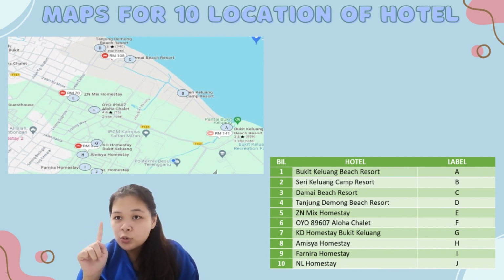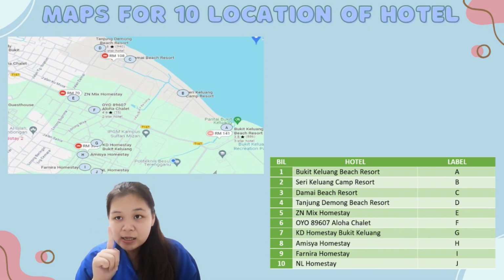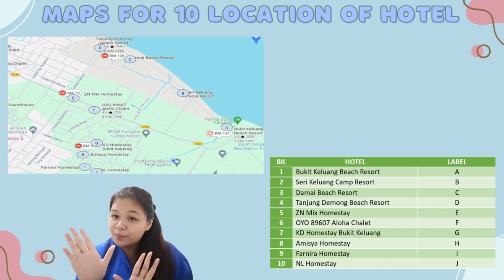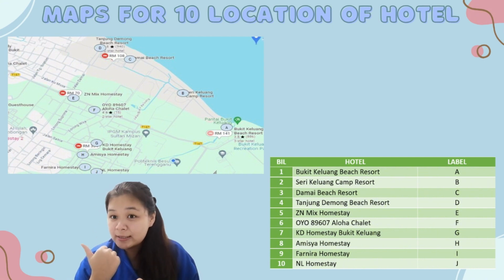Next is Oyo 89607 Aloha Chalet with label F, and the seventh is KD Homestay Bukit Keluang with label G, the eighth is Amisha Homestay with label H, the ninth is Farnira Homestay with label I, and the last one is NL Homestay with label J. So this is the total of 10 hotel locations near us. That's all from my presentation. I hope you will like it. We will move to the next slide.